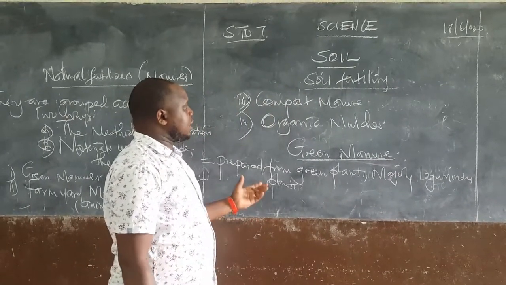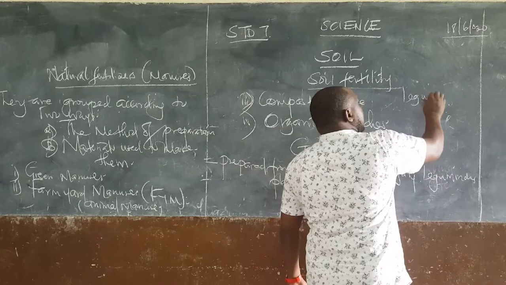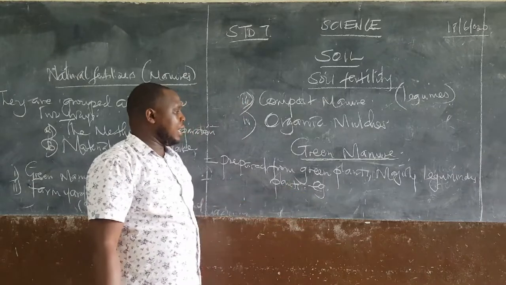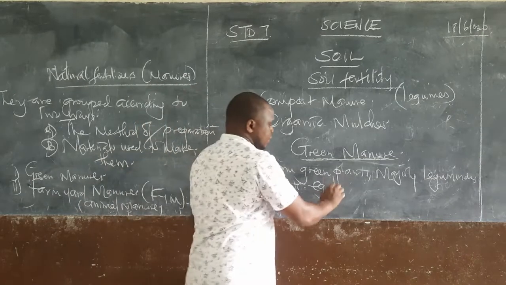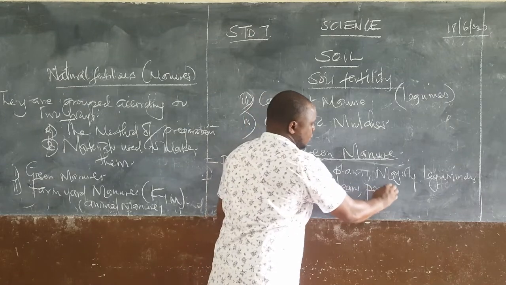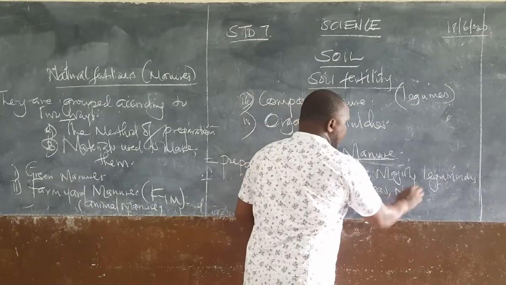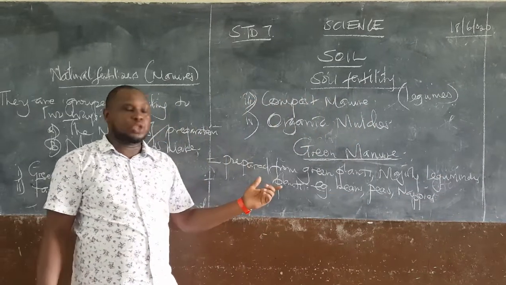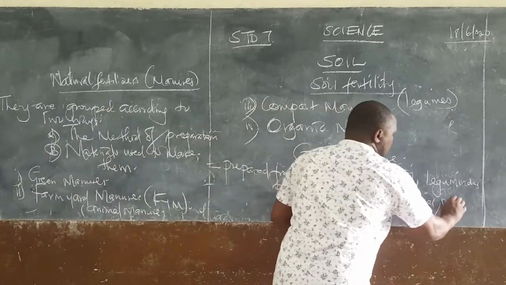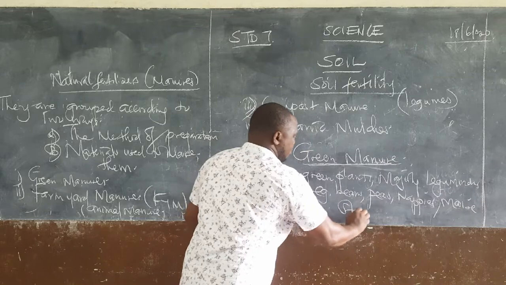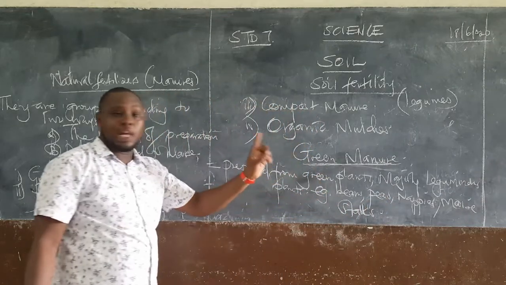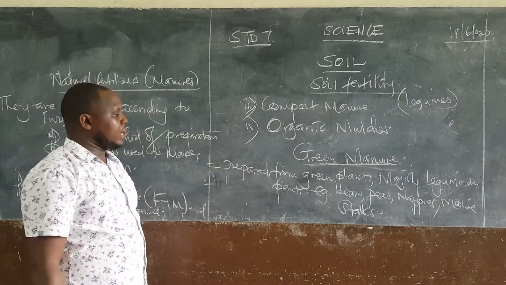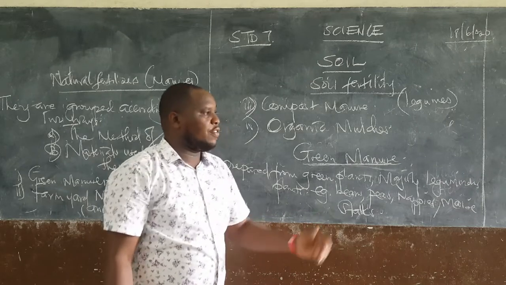Leguminous plants are just what we call legumes. Examples of such plants that can be used to make green manure include beans, peas. We have many. Napier grass is not a leguminous plant, but it's a type of crop that can be used to make green manure. We also have maize stalks. I've said majorly leguminous plants, but there are also other plants that you can use.